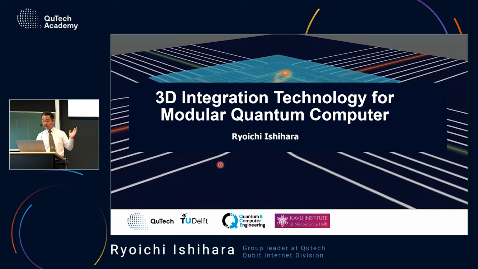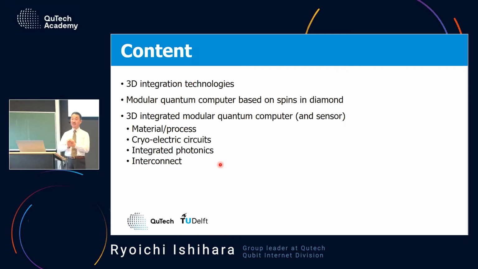Today's agenda: first I will explain what 3D integration is in classical electronics, and then I will explain what modular quantum computing based on spins in diamond is. Then I will introduce some challenges and the research we are pursuing in 3D integrated modular quantum computers, and I will also introduce a quantum sensor. These are the challenges that I will address and discuss with you.